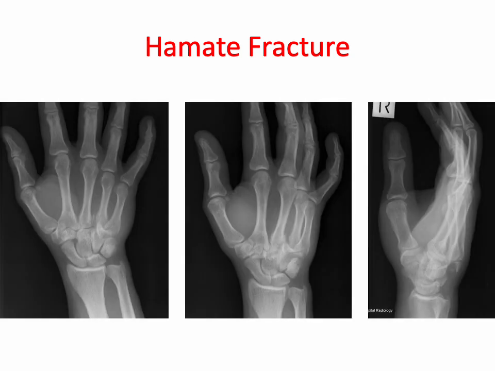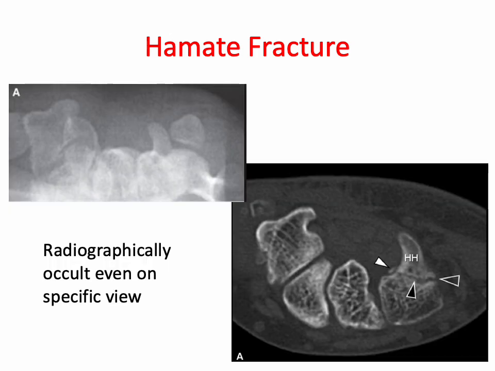So on frontal projections, there's a small fracture line through the hamate here, more appreciable on lateral projections, but on dedicated carpal tunnel views, more easily seen, particularly on CT, where we can see there's a fracture through the base of the hook of hamate.